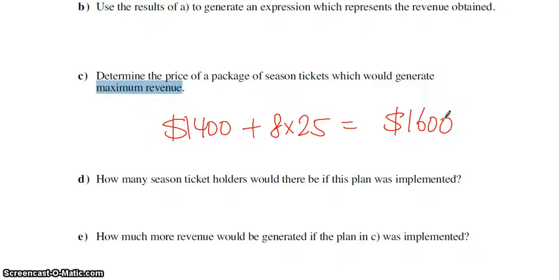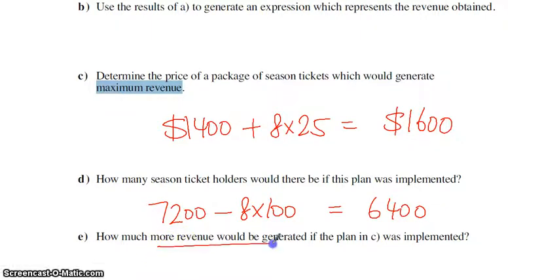How many season ticket holders would there be if this plan was implemented? Okay, well, initially there are 7,200, but now you take away 8 times 100. For every $25 increase, there will be 100 people less. So now there are only 6,400 people who buy the season ticket. But then you get more revenue.